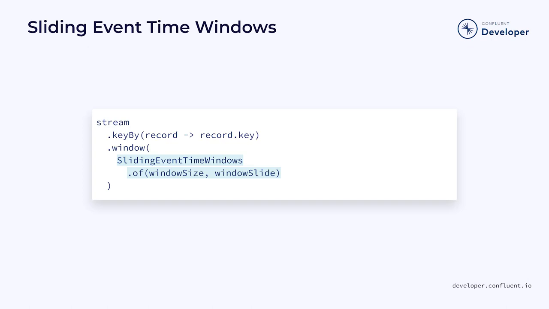To implement a sliding time window, we need to provide the size of the window and the size of the slide. Here we see a window that is 10 seconds long with a slide of 5 seconds. In other words, every 5 seconds, this data stream will report the past 10 seconds worth of data.